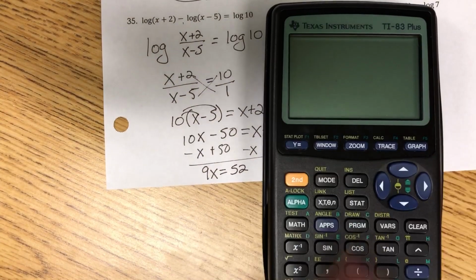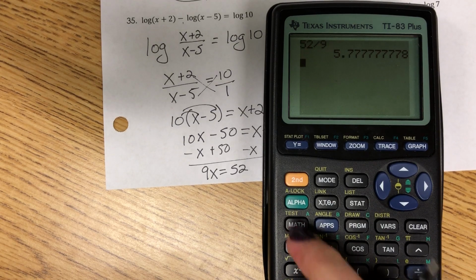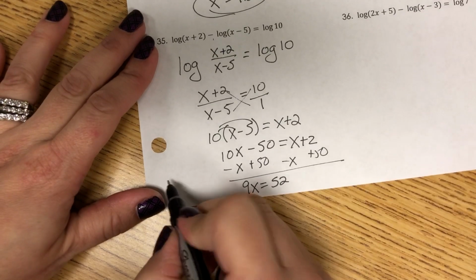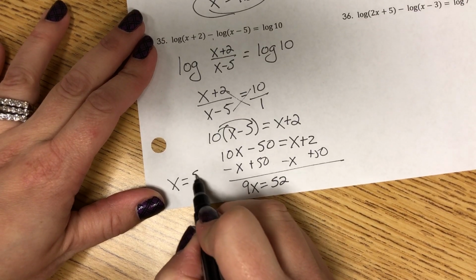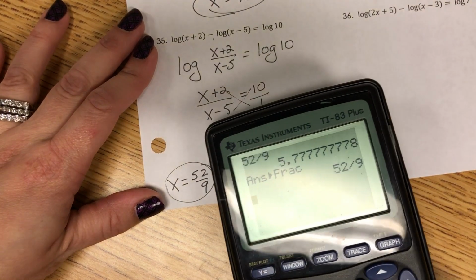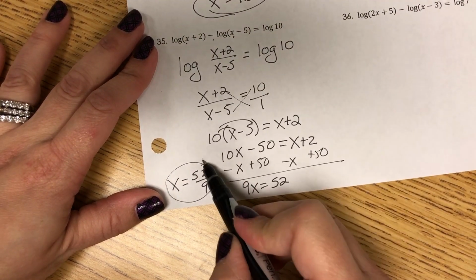And then we can divide in our calculator. And that doesn't reduce. So x is 52/9, which is 5.77-ish. That'll be positive, so that's our answer.